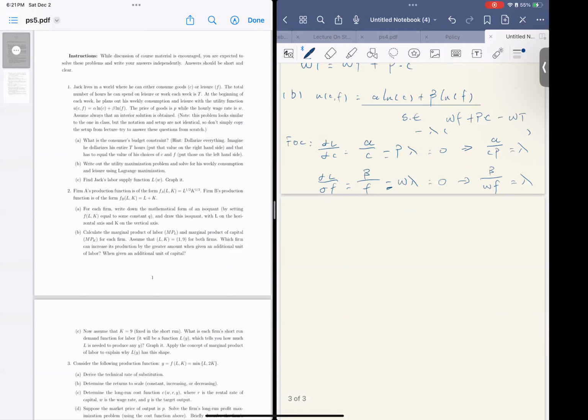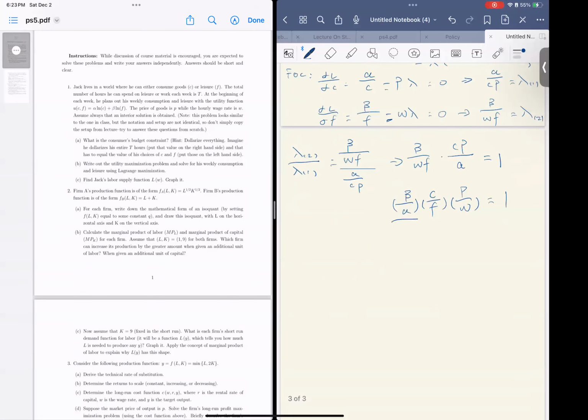Okay, so let's find the ratio. The ratio would be the ratio of 2 divided by the ratio of 1. So we get beta over W F divided by alpha divided by C P, which equals 1. So we get beta divided by alpha times C divided by F times P divided by wage equals 1.